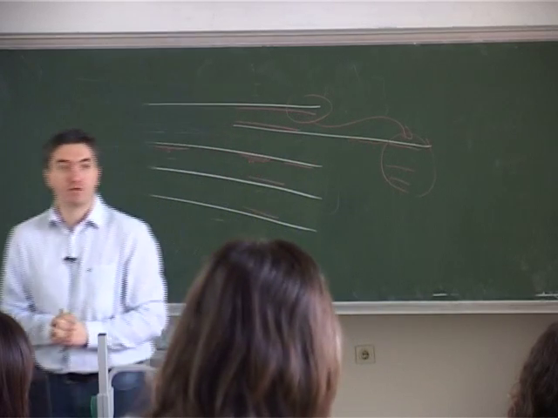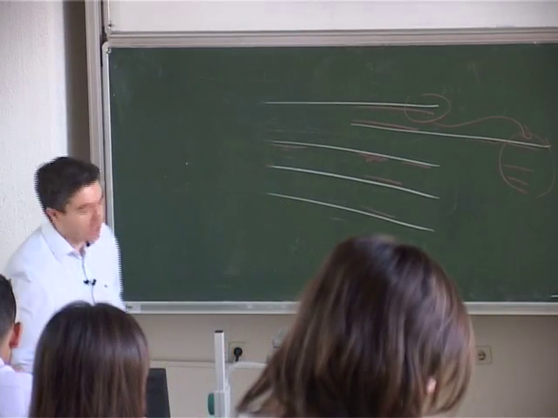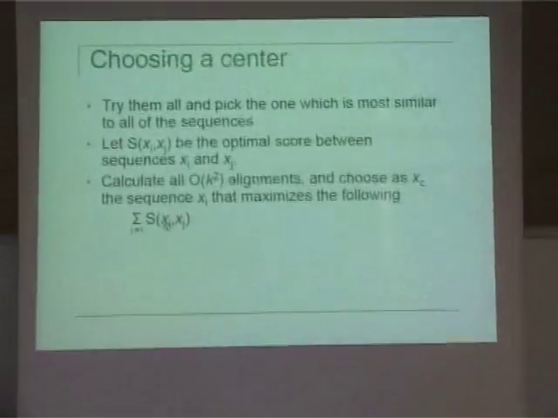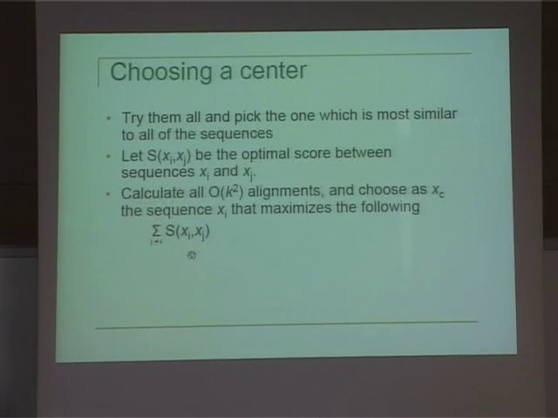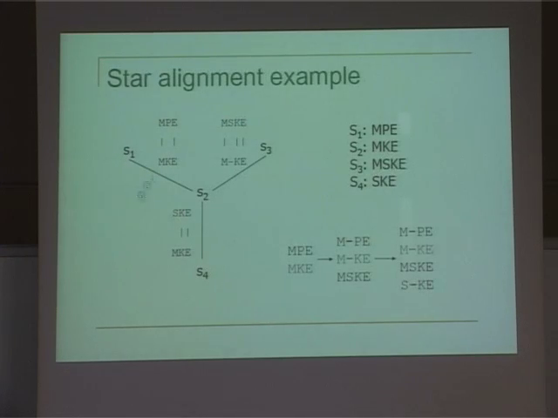After computing all the n square alignments, each sequence xi is asked, what is your score to this j-th sequence? What is your score to the other j-th sequence? What is your score to all other sequences? We sum up all these scores, and the sequence i, which has this maximum total score, is going to be our central sequence. And here's an example. Here S2 is our central sequence, which is MKE.